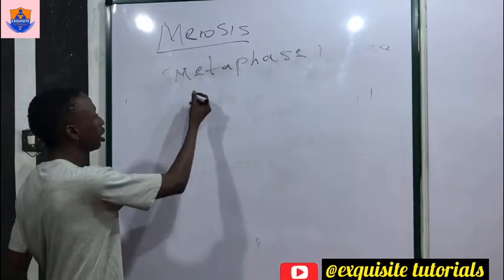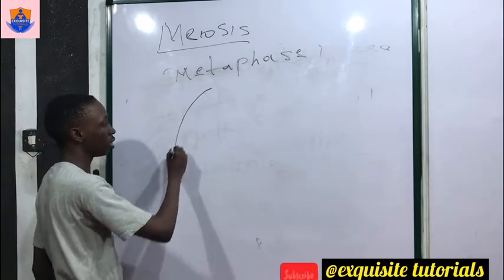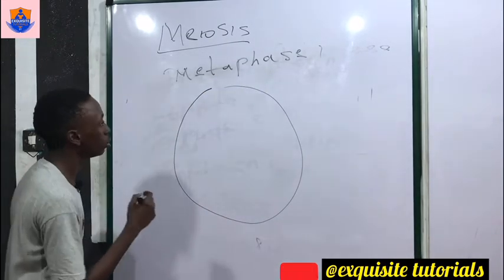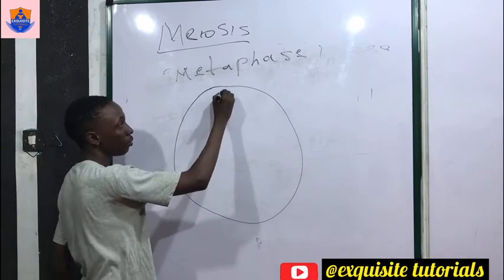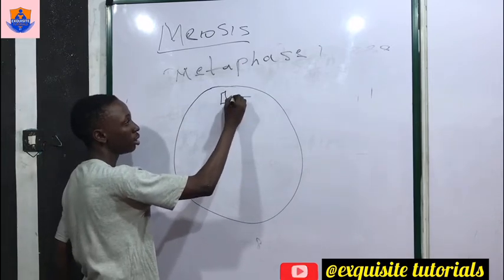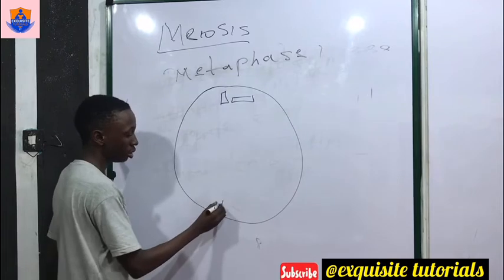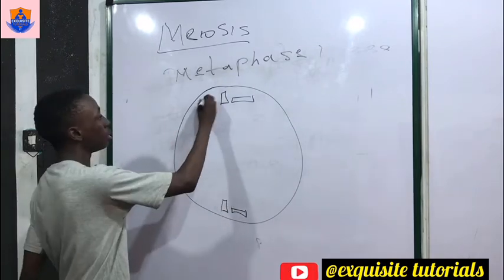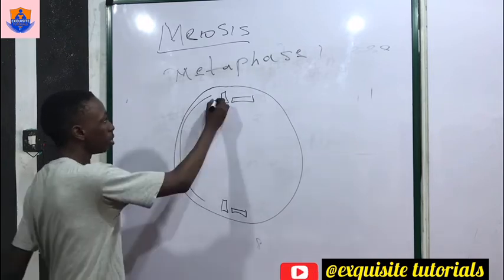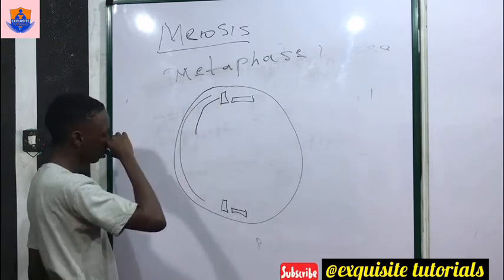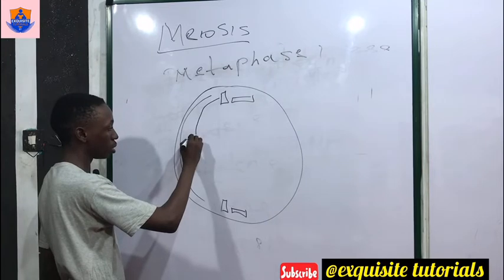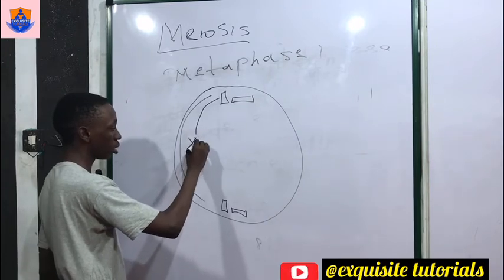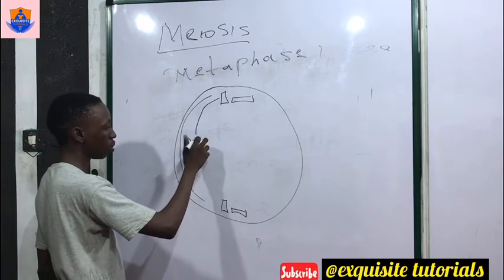Now, let's imagine this is our cell. Let's try and give a diagrammatic explanation to this. Let's say this is our cell. Let's say this is our centriole. Of course, we have our continuous fibers. Then we have our chromosomes.